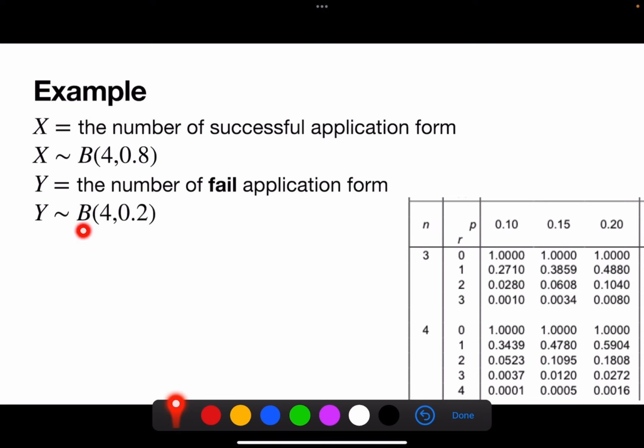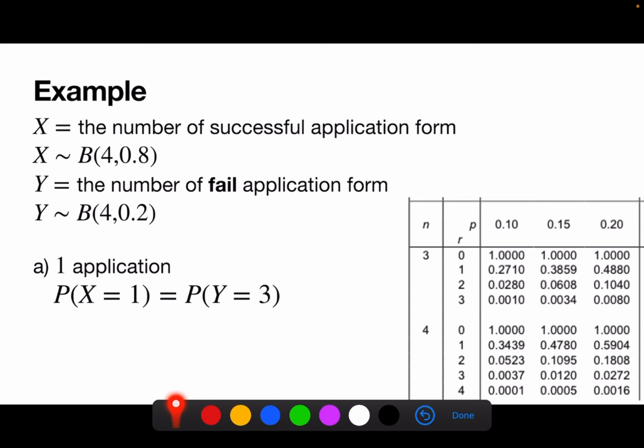Y is binomially distributed and it's still the same, but p now, for the new variable, is 1 minus 0.8, which is 0.2. Let us find it using the opposite method. For 1 application, probability of x equals to 1, we're going to write down probability of y equals to 3. Where does this 3 come from?